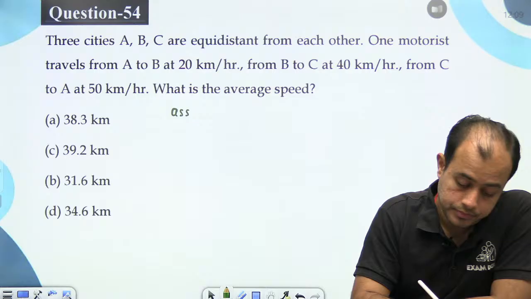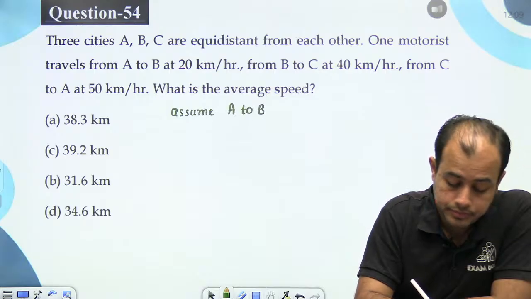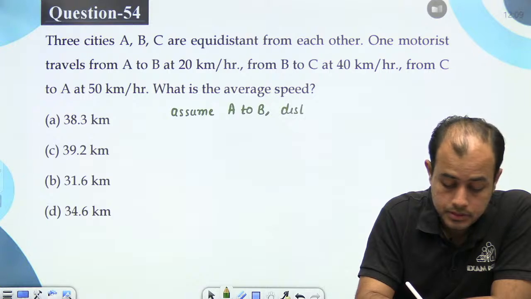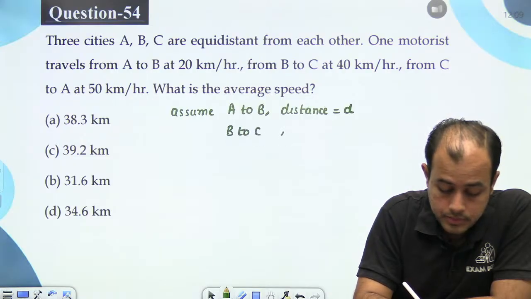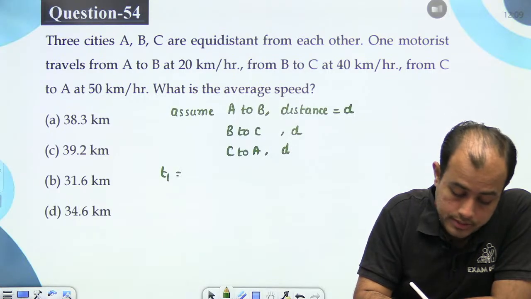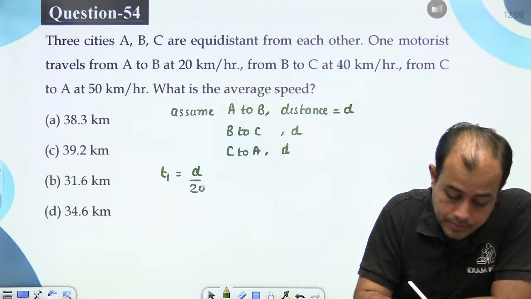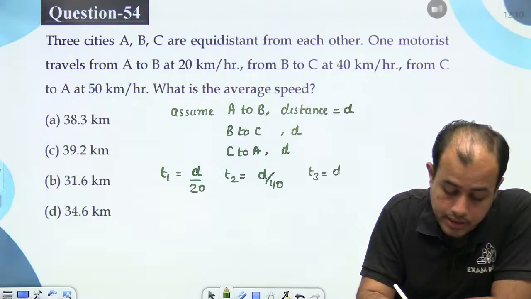Assume A to B distance is D. B to C, D. C to A, D. So what is the first time? D by 20. Second time, D by 40. Third time, D by 50.